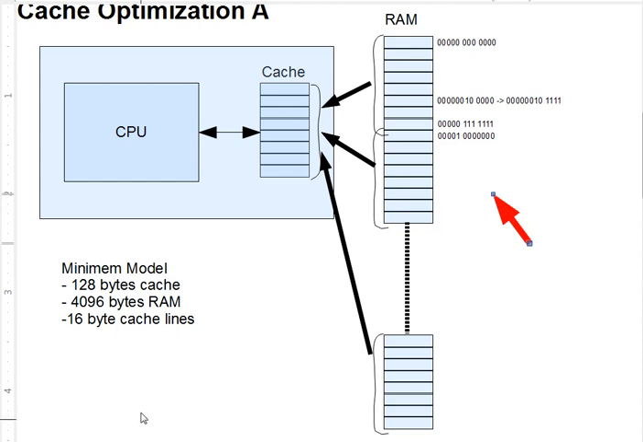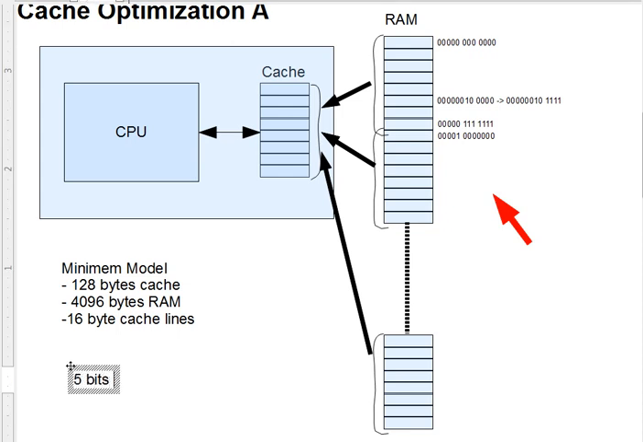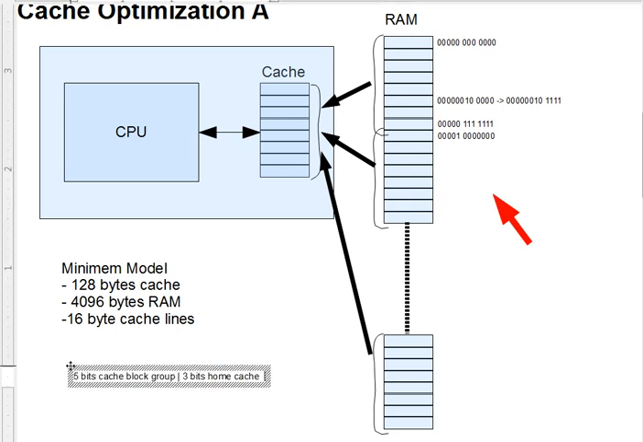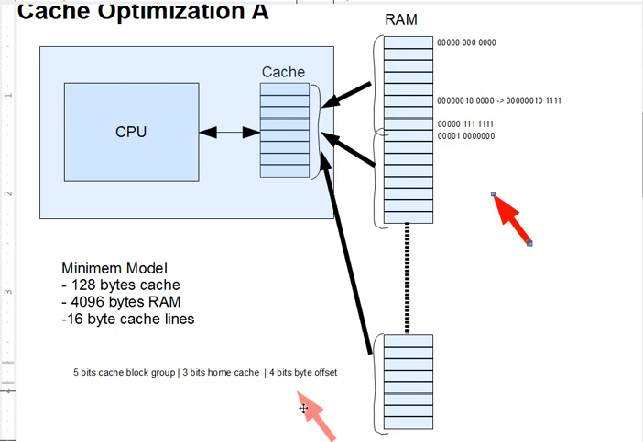Now, summarizing, we can view a 12-bit address as 3 bit fields. 5 bits for the cache block group, 3 bits for the home cache line, and then a final 4 bits within the cache block or cache line. In the next segment, we'll look at how the CPU knows which cache blocks are present in the cache, and we'll look at newer cache designs that reduce the competition between cache groups for the same cache line.